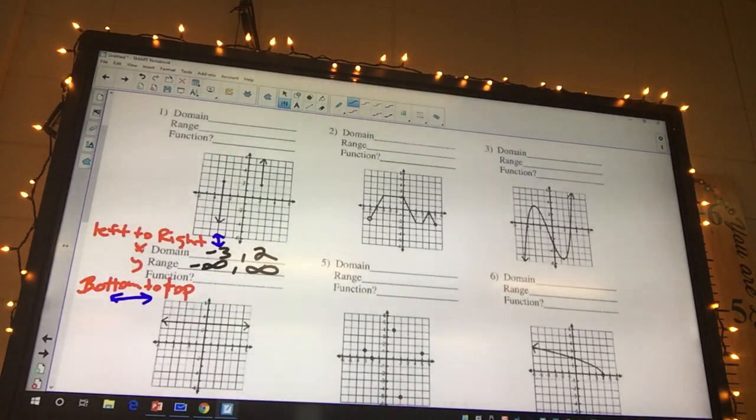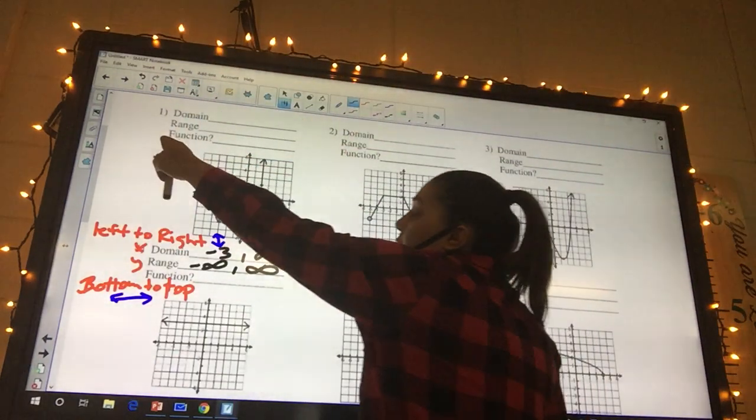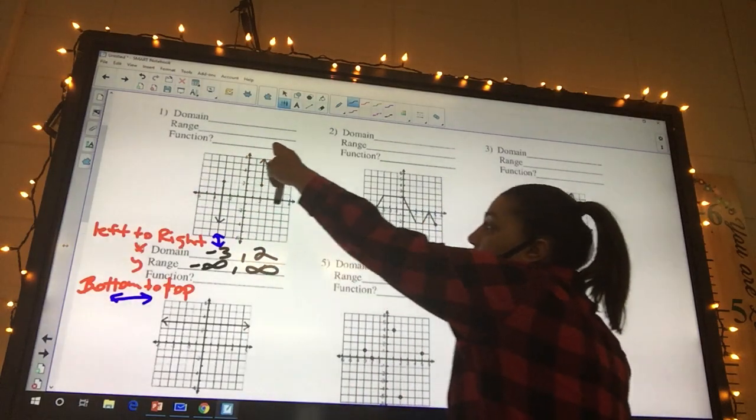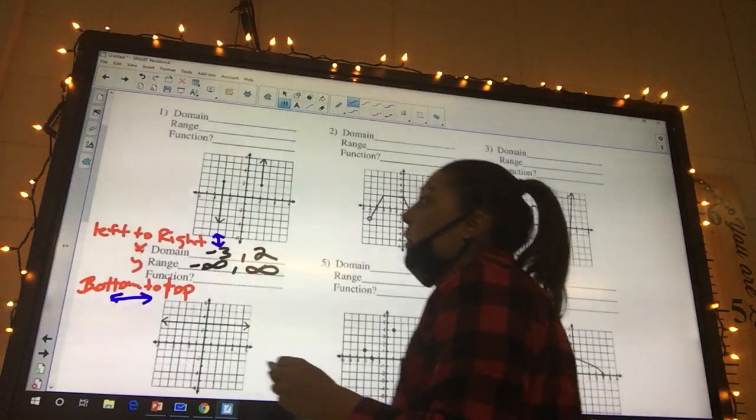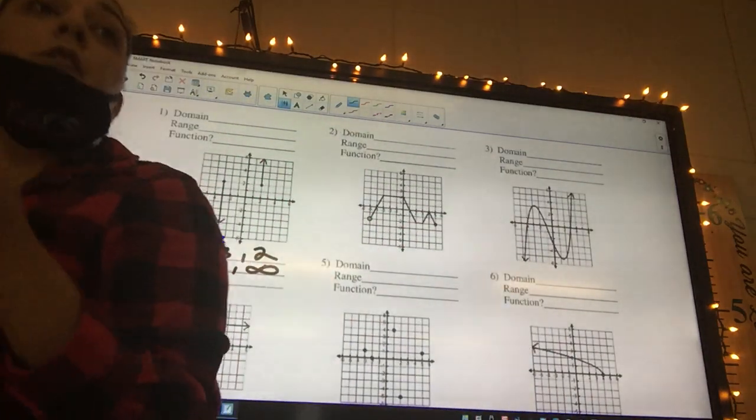Yes or no? It is, but it's called the vertical line test. So we can take our pencil and go, and it should only touch how many times to be a function? Once. Crap, I messed up. It's not a function. Okay, it's supposed to only touch once.